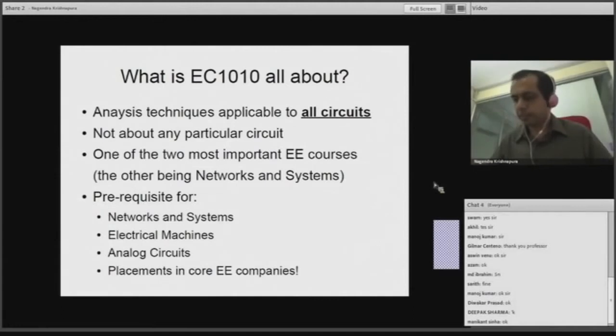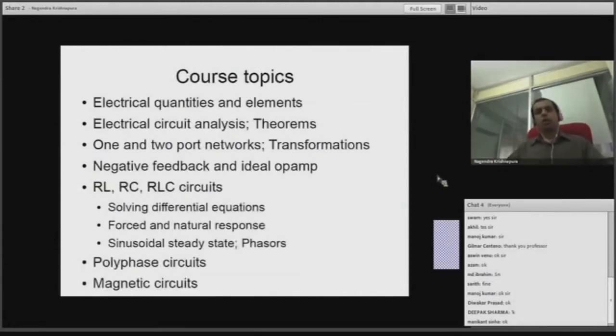Now, what are the topics that we will go through? First, we will have a discussion on electrical quantities and elements. Some of you would already be familiar with this. I think all of you will have some notion of what a voltage is, what a current is, what a resistor is, and so on. And you would have studied, both in high school and later, some basics of electrostatics and electromagnetics.